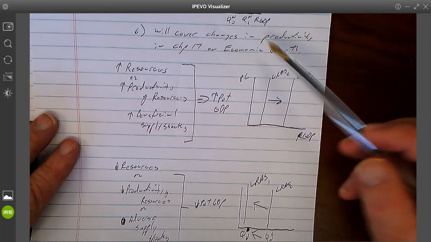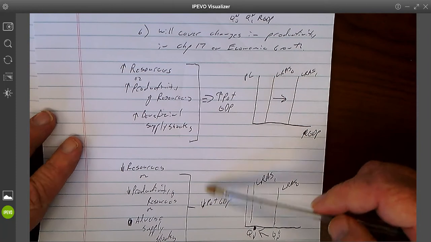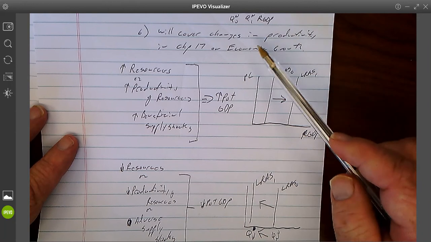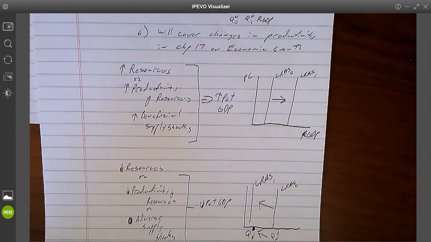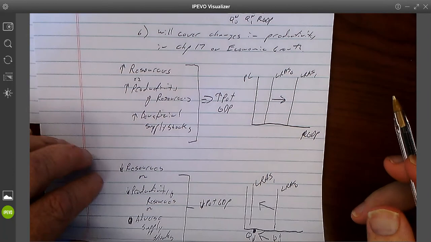All right, but we'll talk more about these things. You need to know them now. You need to know them for short-run aggregate supply. But we're going to cover these again in chapter 17. In chapter 17, we will cover them after we talk about the self-adjusting economy in chapter 9.